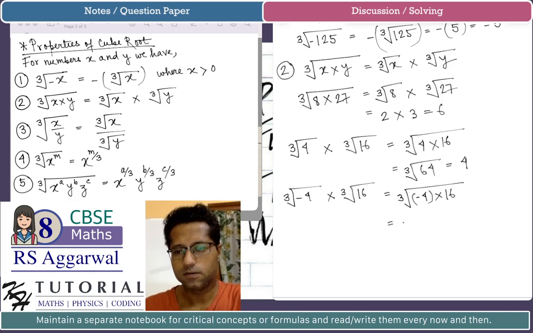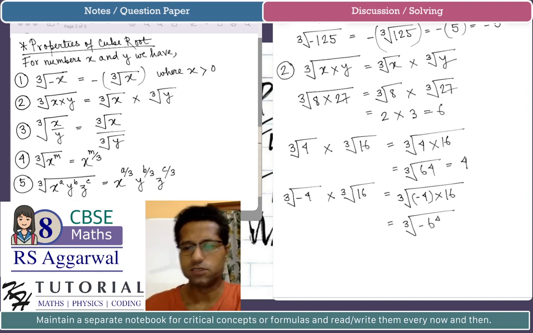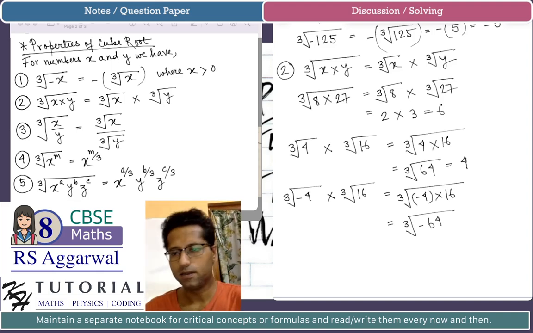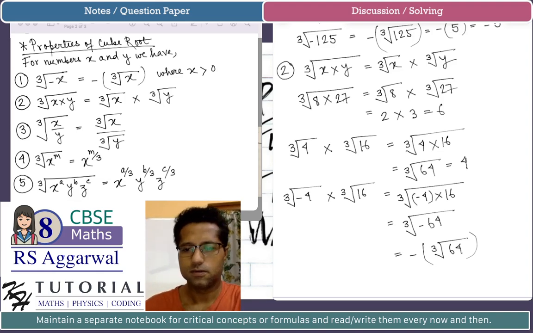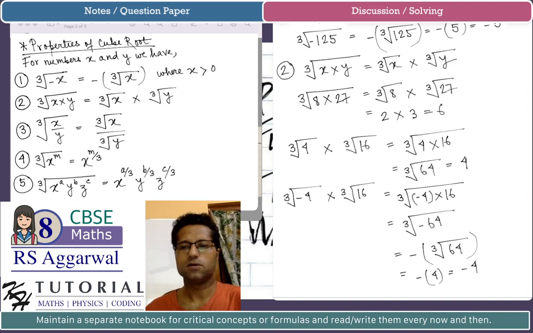This is cube root of minus 64. I know 64 is a perfect cube, but we are having a negative sign. We are having minus 64, but we know that the cube root of a negative number is nothing but negative of the cube root of that number without the sign. So we will have this. Now this is equal to 4, so we are having minus 4.